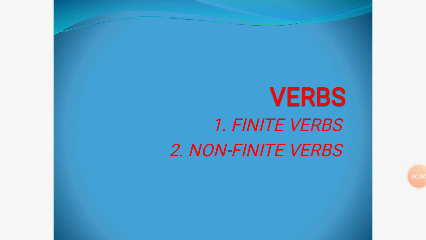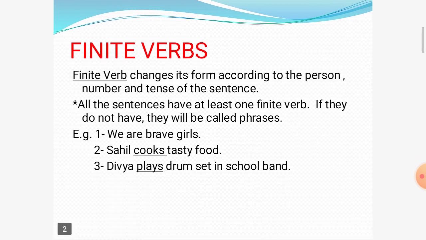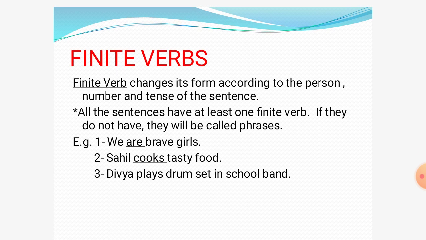So, let's start with today's topic, that is verbs. Verbs are of two kinds, finite verbs and non finite verbs. So, first of all, we will talk about finite verbs. A finite verb changes its form according to the person, number, and tense of the sentence. All the sentences have at least one finite verb. If they don't have, they will be called phrases.